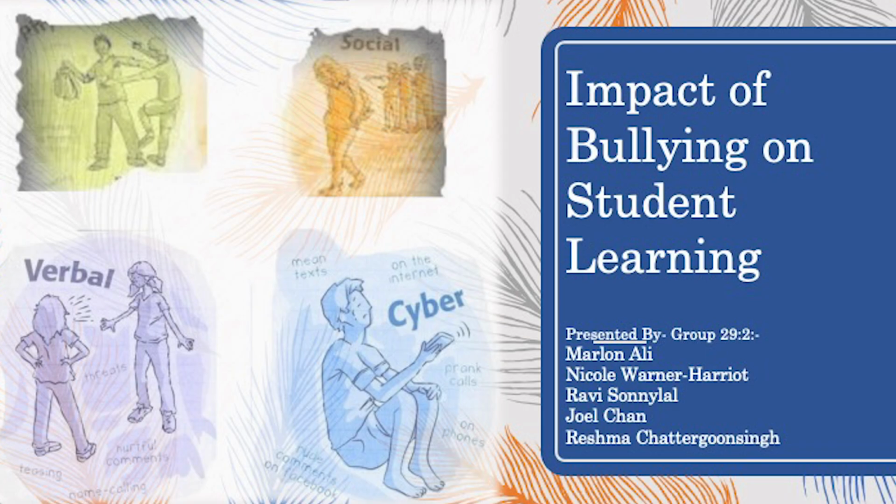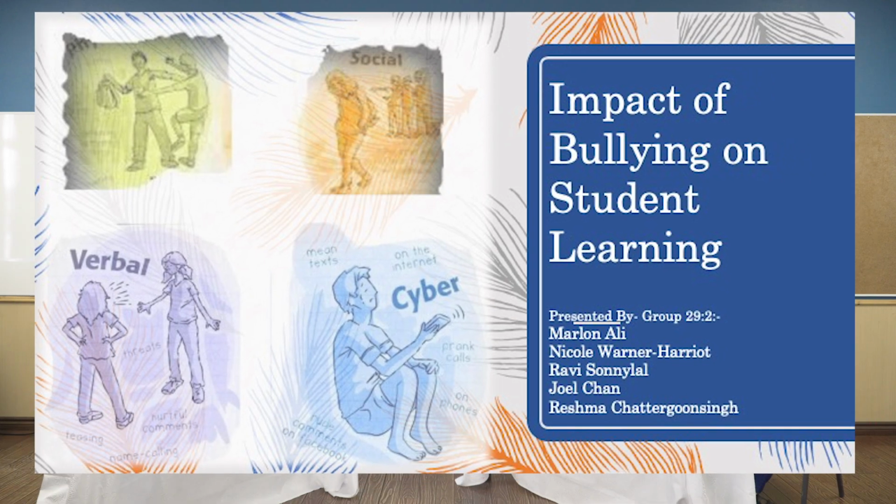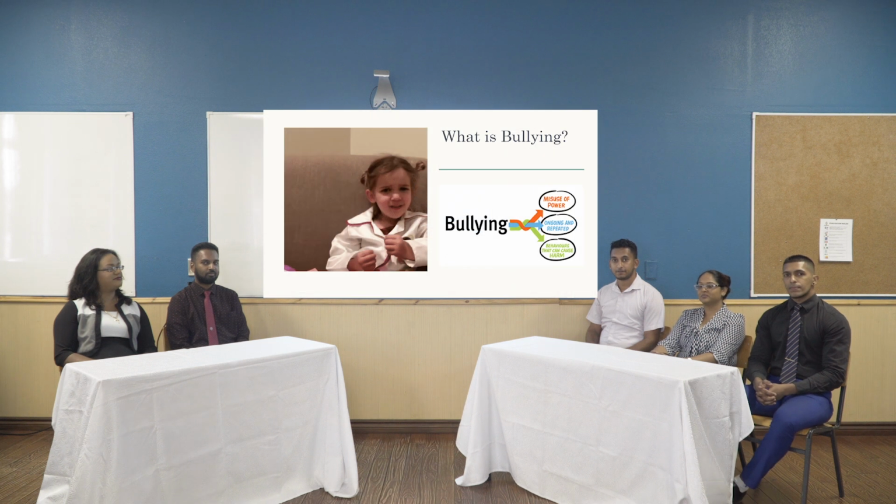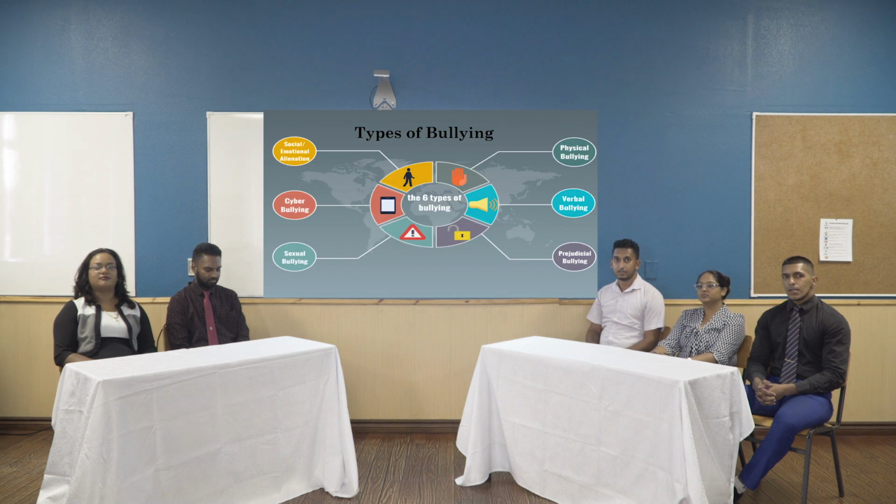Today we are looking at the effects of student bullying on learning. To begin with, a definition of bullying. Bullying is a misuse of power, it's ongoing and repeated, and it's something that causes harm to someone. There are different types of bullying. Here we're just looking at 6 types of bullying that we think would be necessary.